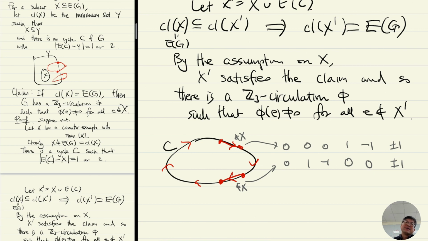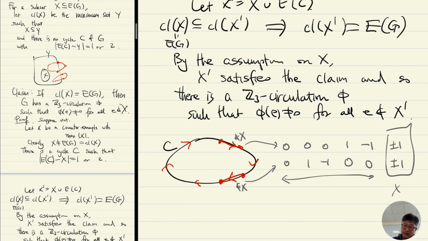All right. Now, what do we do? If this is the case, then we are happy because phi is the G3 circulation that we wanted to find. So this doesn't happen because X is a counterexample. There's no G3 circulation where outside of X is non-zero. So one of these things will happen.